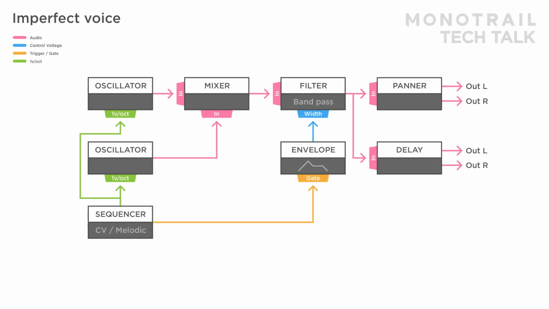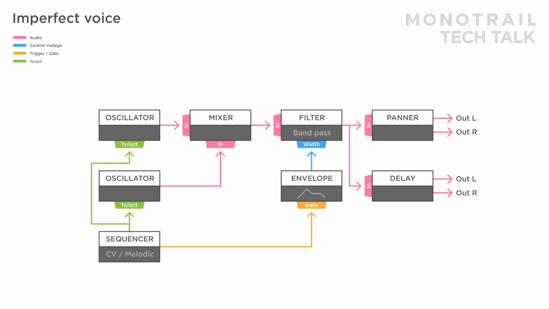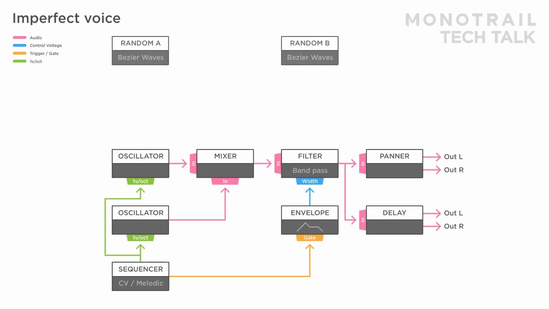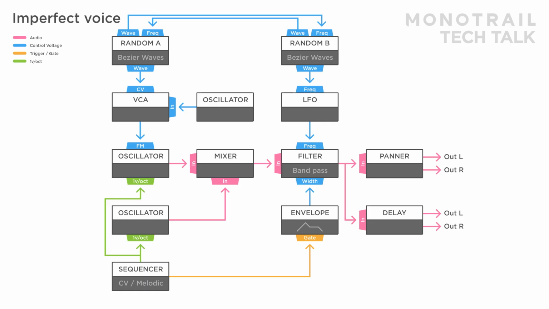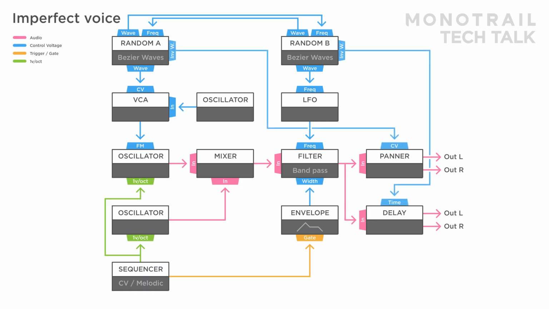You can also use random waves indirectly to add interesting textures and movement. Here's the same voice with two random waves modulating each other's frequency. Instead of direct filter modulation, wave B is modulating the frequency of an LFO modulating the filter. And instead of direct FM, wave A is opening a VCA, controlling the modulation depth from an untuned oscillator. Inverted waves are used again to modulate the panner and delay.